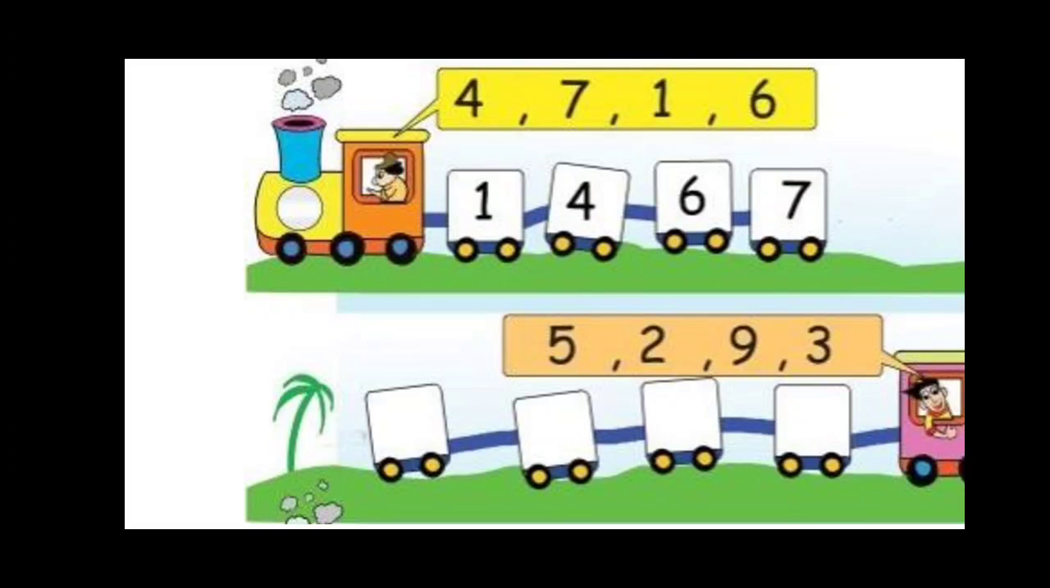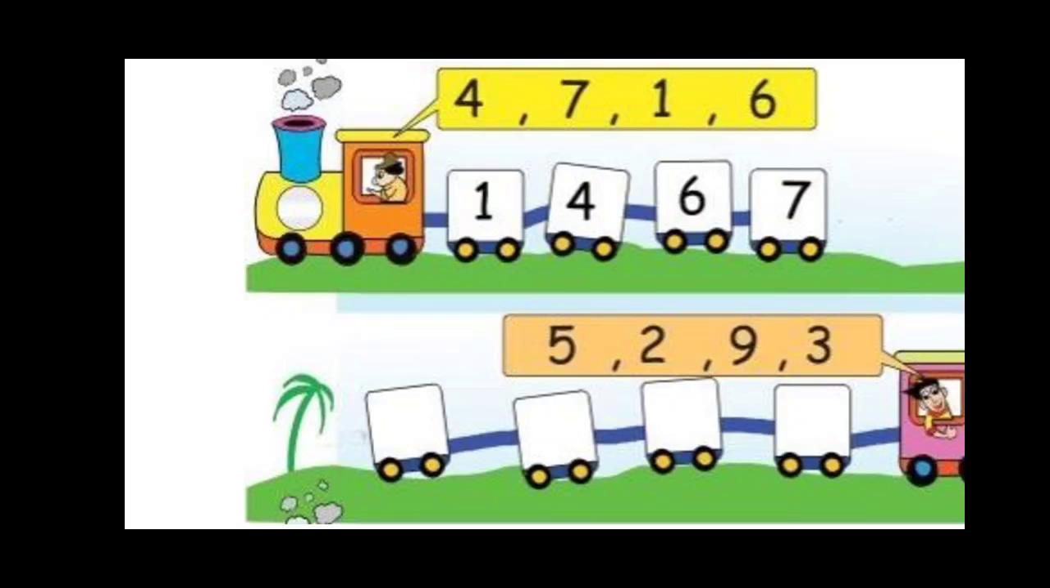Now children, we have to solve this activity. The first one is already done for us. Now we have to do the other one. Okay children, we have to arrange these numbers in ascending order. So children, when you look at the orange box, you can see that the numbers are given to us jumbled up. They all are jumbled up. So we have to arrange these numbers in ascending order. Okay children, so let us start.